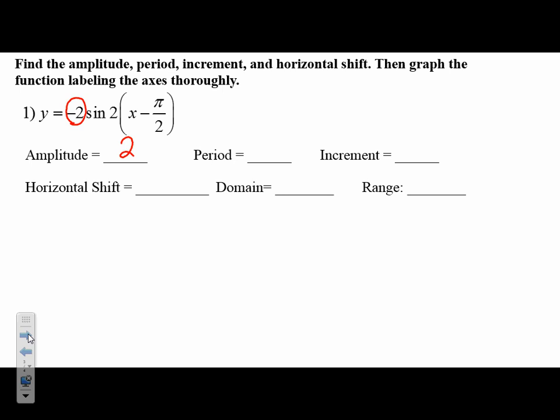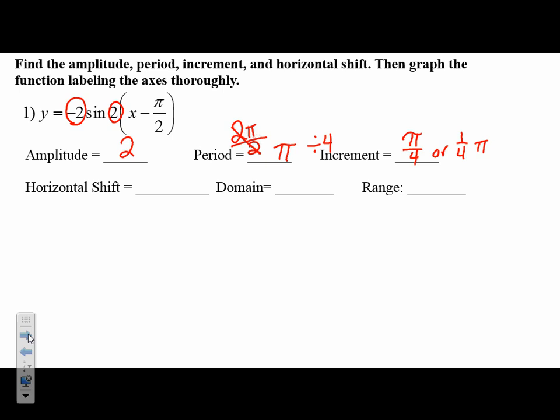Now the period is 2 pi divided by the b, and the b is located in front of the x. In this case, that would be 2. So if I divide 2 pi by 2, I get pi. And now if I divide that value by 4, that's what tells me my increment. So pi over 4, or 1/4 pi, same thing, is the increment that I'm going to count by.